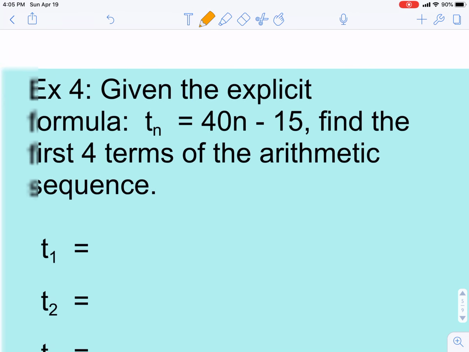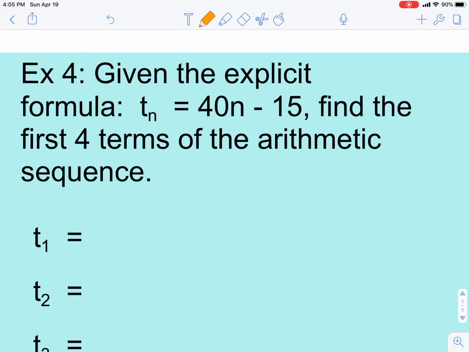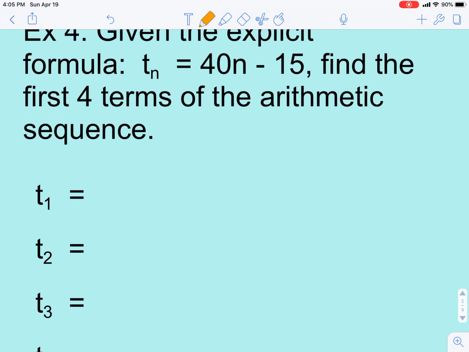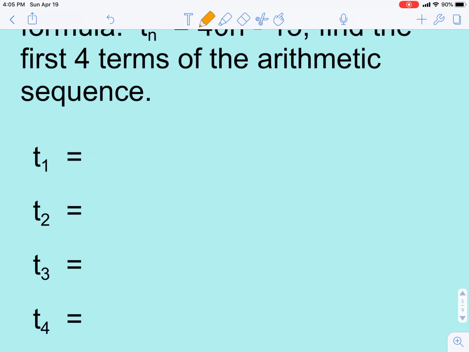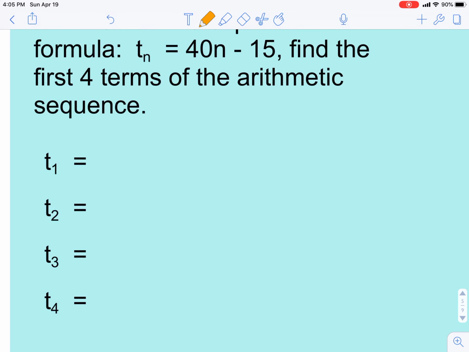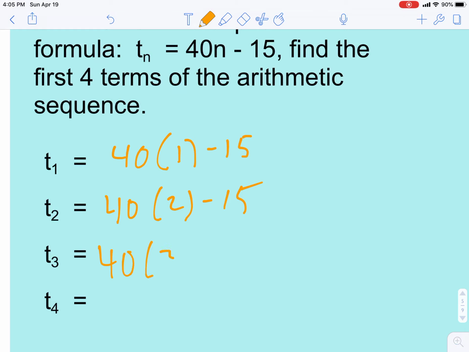So the next thing we're going to do is take the formula they give us and find the first 4 terms. Well, that's nice. If they give us the explicit formula, to find the first term, plug in 1. To find the second term, plug in 2. Find the third term, plug in 3. Find the fourth term, plug in 4.